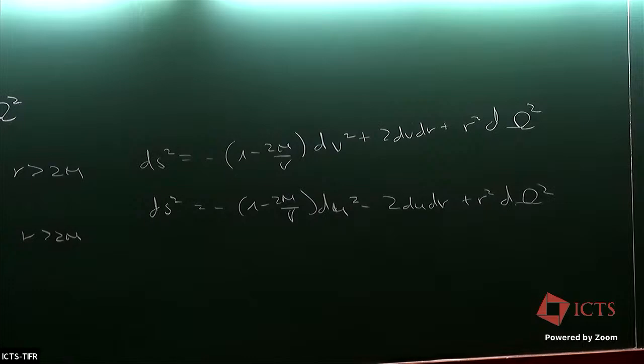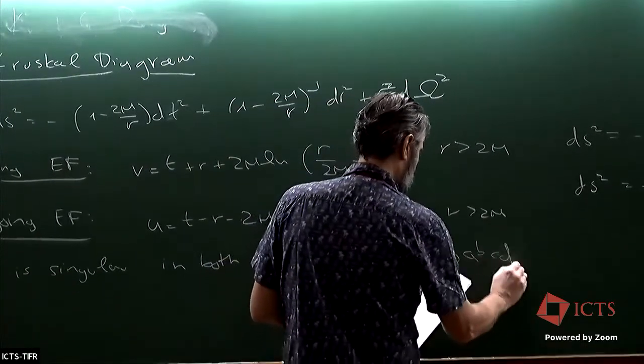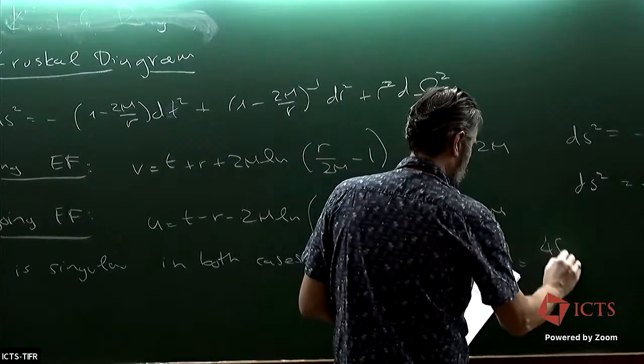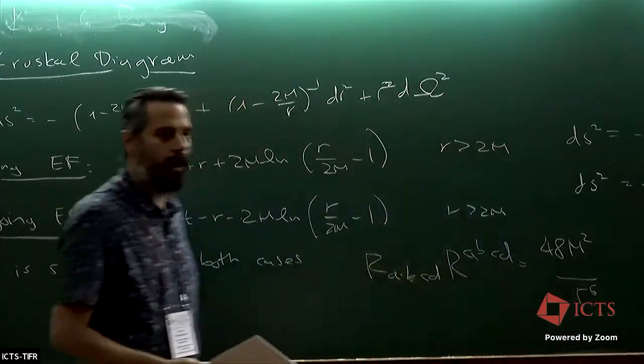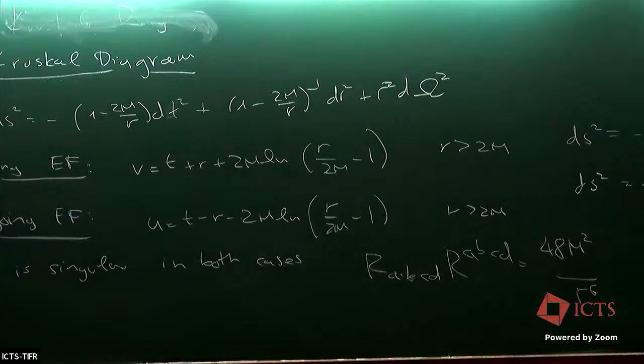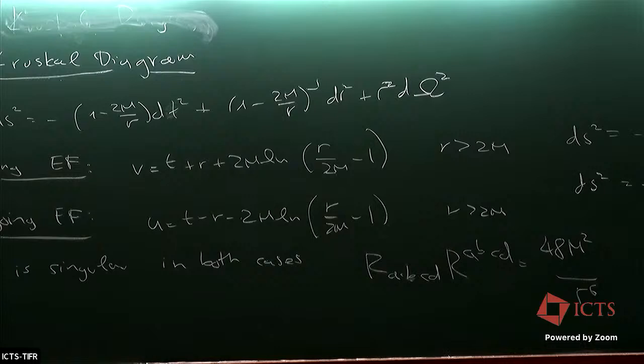And you can calculate the Kretschmann scalar, the Riemann tensor contracted fully with itself. And of course, it diverges at r equals 0. So both of these offer two different extensions of the Schwarzschild metric.